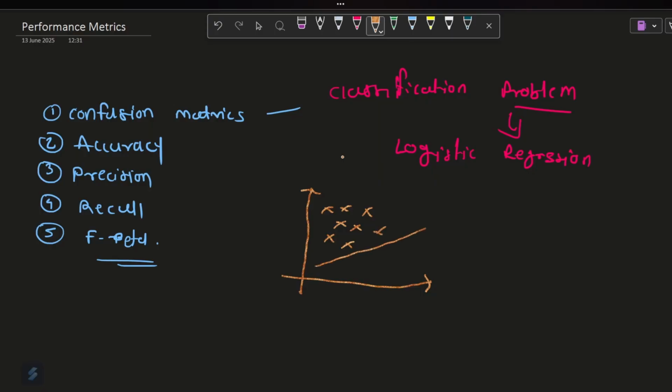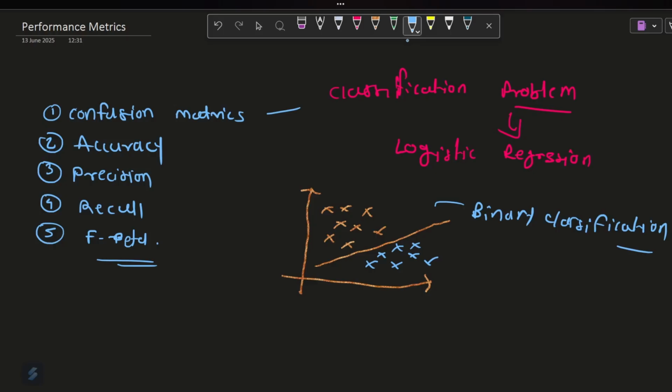And this is the best fit line. Okay. So we have a binary classification. In that case, try to understand this is binary classification and how the binary classification is useful to calculate the confusion matrix.